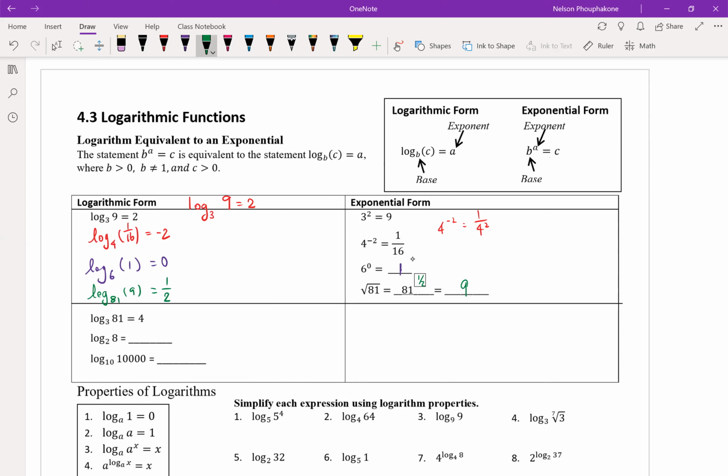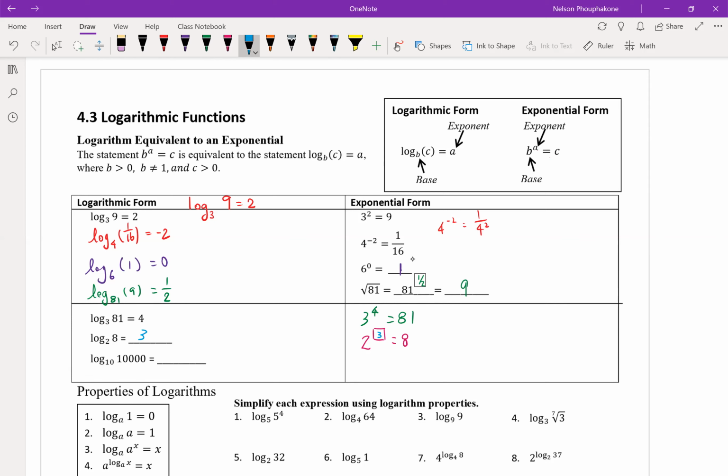Then now, how do I write the log form back to exponential? The base is 3, the power is 4, 3 to the power 4 is 81. Okay, that's it. Now I have this problem: log base 2 of 8 equal to what? You could consider 2 to what power equal to 8? If you know that 2 to the 3 power is equal to 8, then of course your answer will be 3.